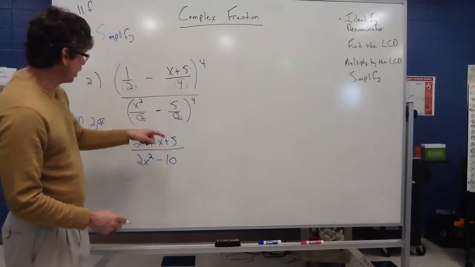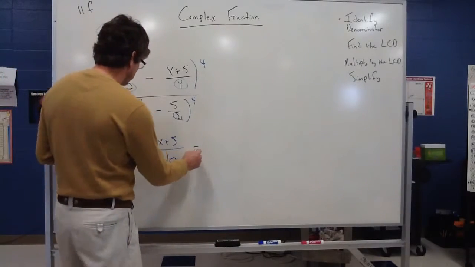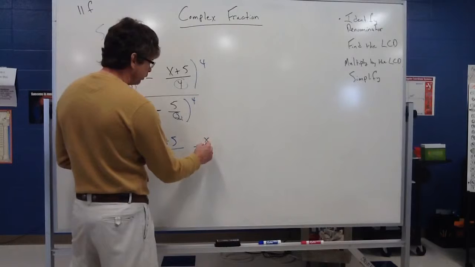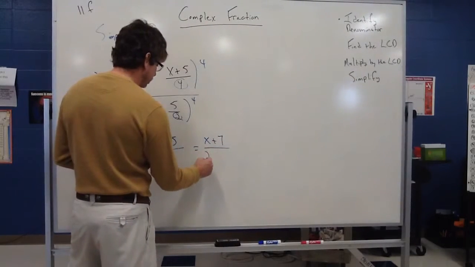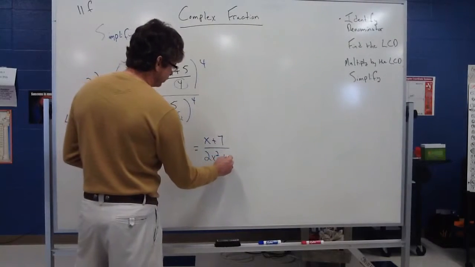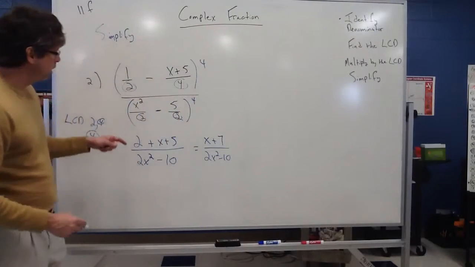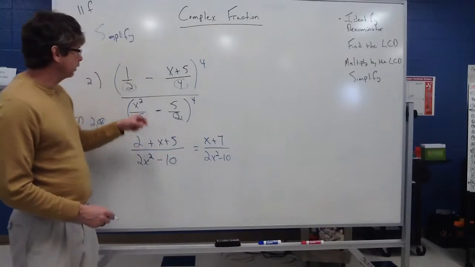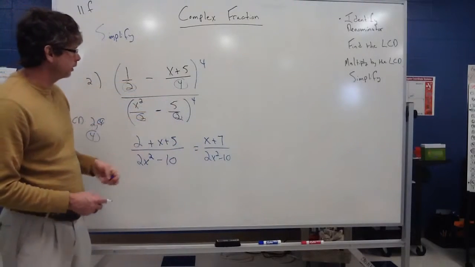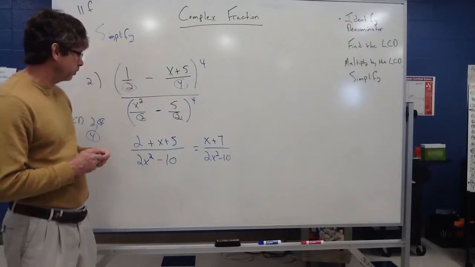So simplified, the top does look like we have a couple of like terms. The 2 and the 5 go together. I always like to put the variable first, so x plus 7. And then on the bottom we have 2x squared minus 10 as my denominator. And that's what we mean by a more simplified fraction. Now it just has simply a numerator and denominator instead of all this numerator denominator stuff. So it keeps it a little bit more simple.